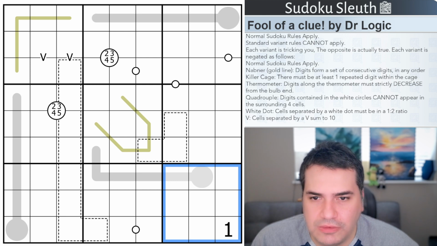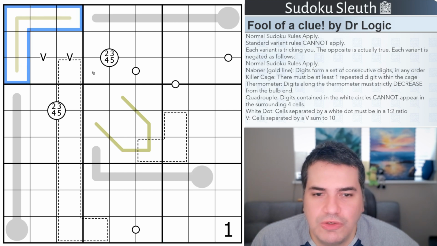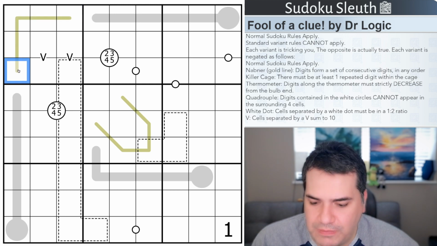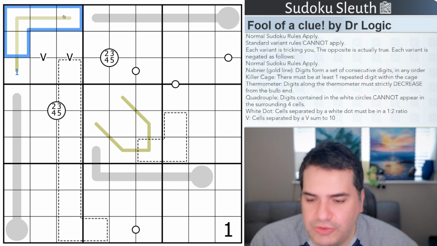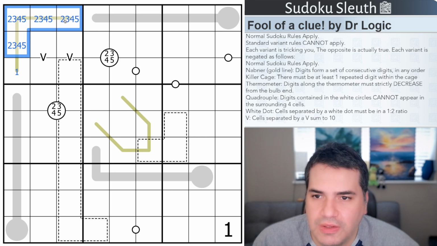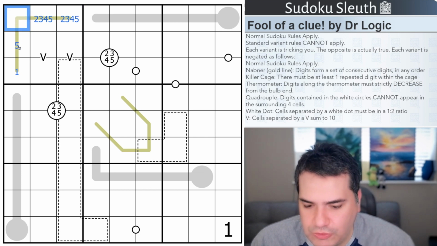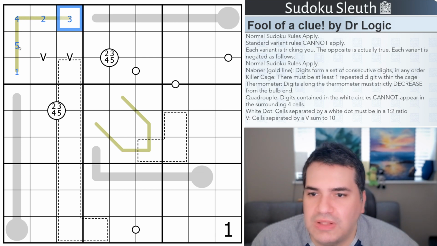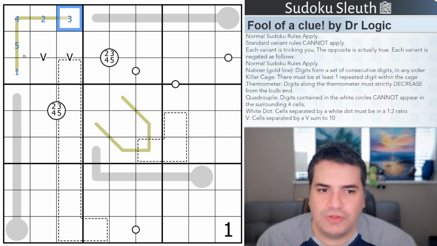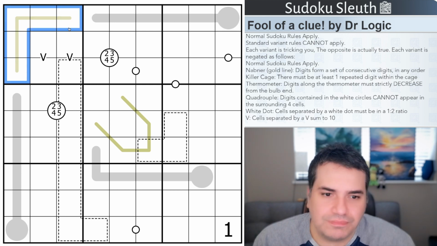Second is the Nabner line. These are these gold lines. And you may remember that normally Nabner lines are a set of non-consecutive digits. None of the digits there can be consecutive. But in this case, it's doing the polar opposite. It's essentially a Rembrandt line. Digits form a set of consecutive digits in any order. So for example, imagine that this is a 1. That means that the rest of these are going to have to be from 2, 3, 4, 5. Again, it could be in any order, so that could be the 5, that could be the 4, this could be the 2, this could be the 3. That would be a valid pencil mark for this fool's Nabner line.